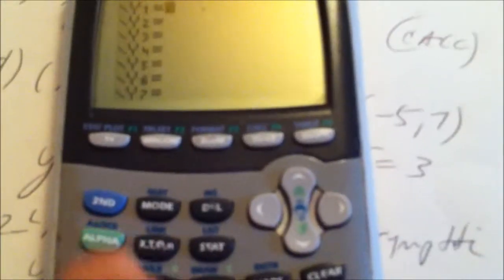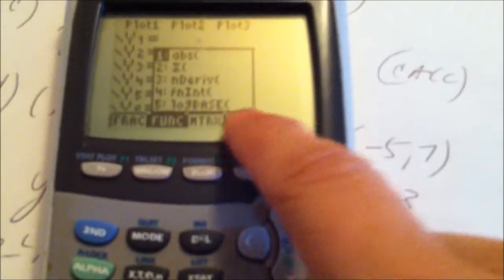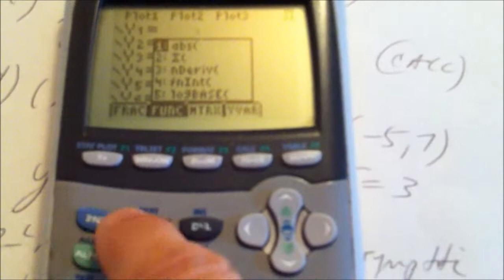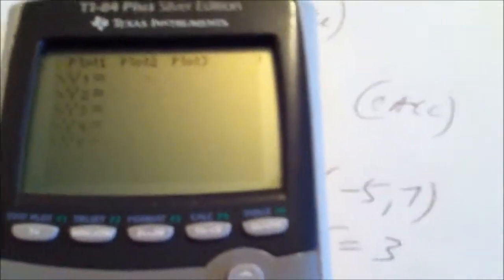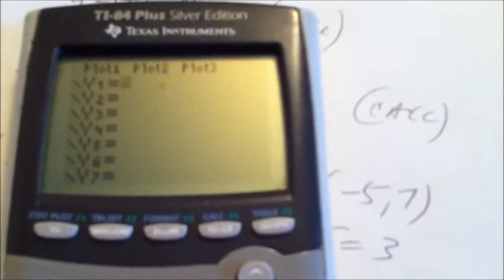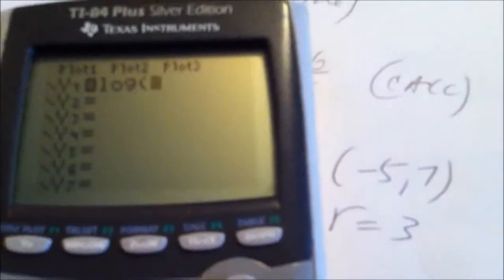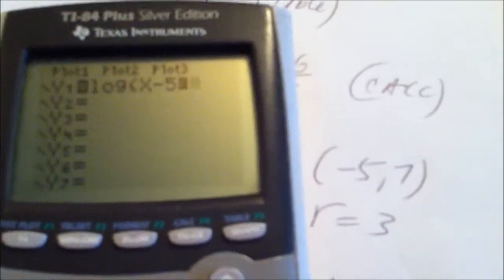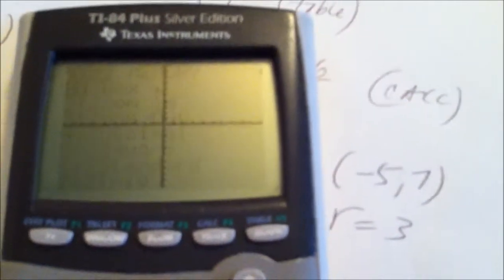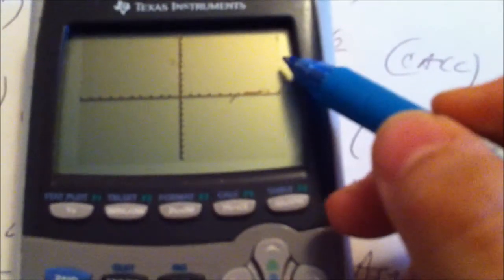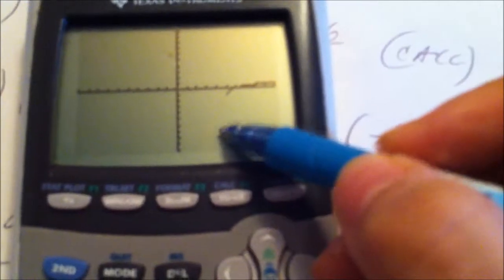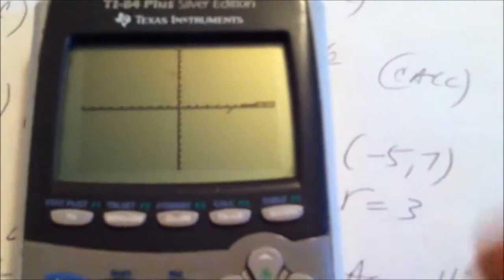But if it wasn't log base 10, you can go into your alpha window and use your log base right there. I'm just going to type into y equals log, and I believe it's x minus 5. It is x minus 5. Now do a zoom 6, and you can see that the log graph is going to be in the first and the fourth quadrants. Now, do you see this value right here at 5? That's your asymptote.